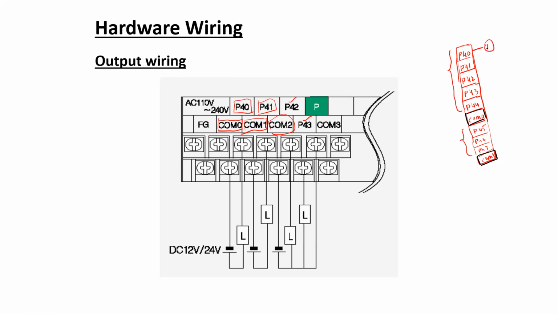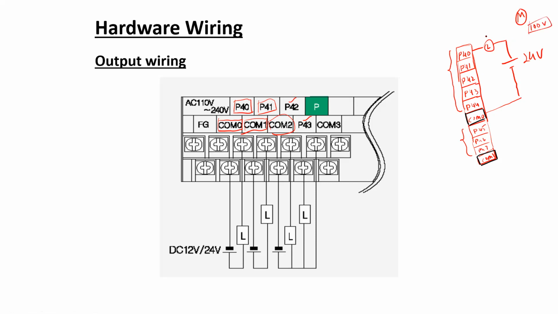For example, a particular load connected with P40, let's say we are powering it up with a 24-volt DC source. We're completing the path using COM0. Now what will happen if we want to connect a motor that requires say 100 volts to operate?